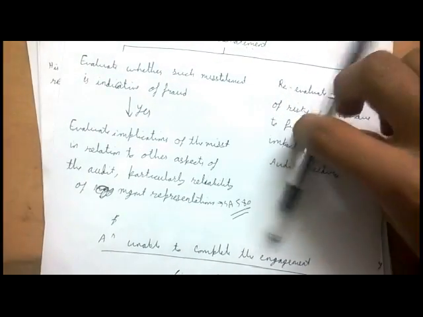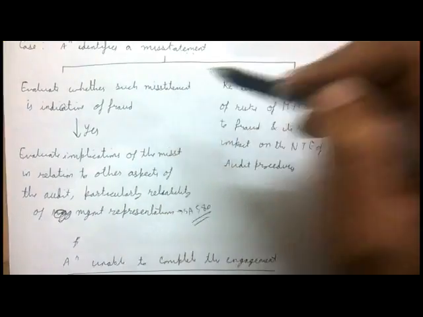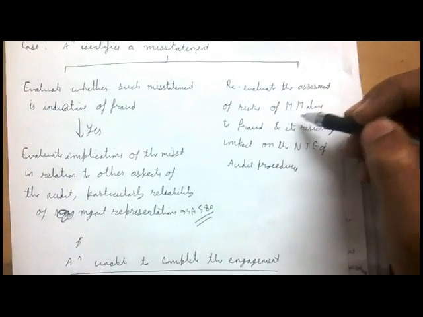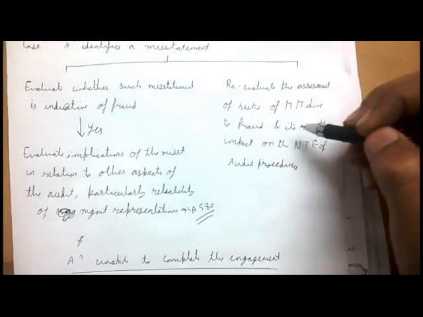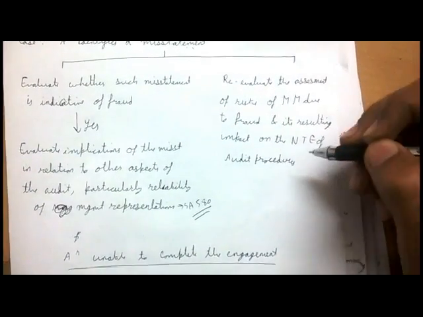Right. So now we have reevaluate. If you have identified a misstatement, reevaluate the assessment of risks of material misstatement due to fraud and its resulting impact on NTE, that is nature, timing, and extent of audit procedures.